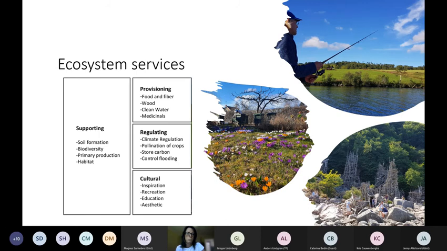And the next one is a bit more about ecosystem services. They usually are divided into 4 groups: supporting, which is the ground for the other ecosystem services to exist as well, like how the earth is formed, the biodiversity, primary production of everything, and habitats where animals can live and plants can also live and spread. And we have the provisioning, with food and food production, wood, and clean water.